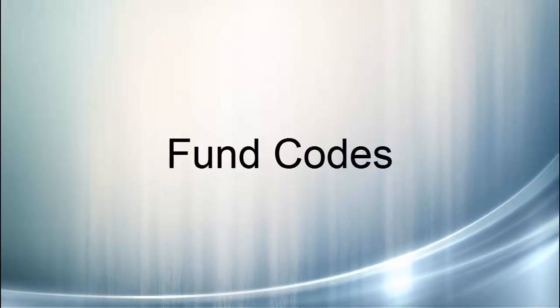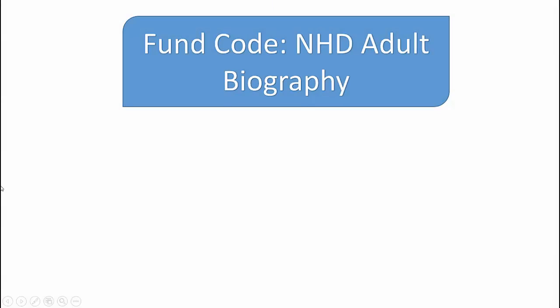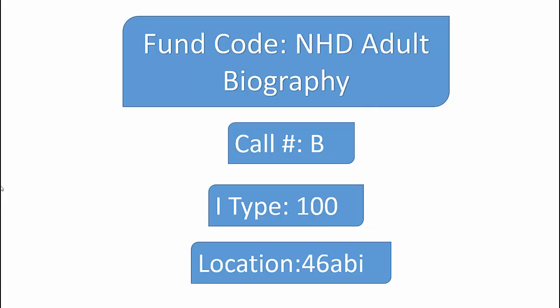Hello, this is Richard from the Library System of Lancaster County, and today we're going to be talking about applying fund codes for the items that you order. What the fund code does is it automatically adds a call number, an I-type, and a location code to the item record, speeding up the process. Alright, let's find out how to add these fund codes.